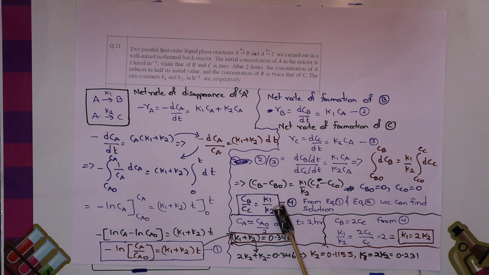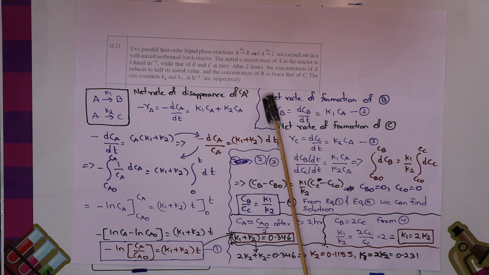You have got one more relationship in terms of K1 and K2. Our objective is to find, using equation 1 and equation 4, the values of K1 and K2. And the data is provided here. Take the first equation. It is given that after 2 hours the concentration of A reduces to half of its initial value.